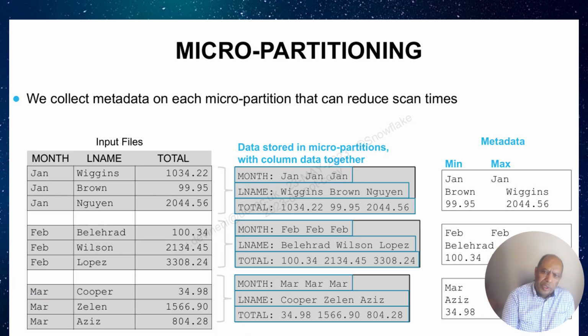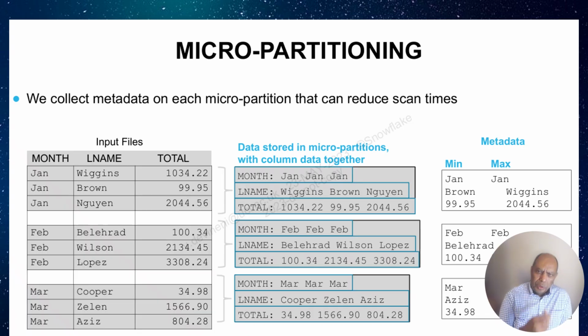Metadata collected for each micro-partition. On the right, you can see the metadata Snowflake captures automatically. For each micro-partition, Snowflake stores the minimum and maximum values, distinct count, null count, and value range for each column. This metadata is incredibly powerful because it lets Snowflake skip entire micro-partitions during a query.